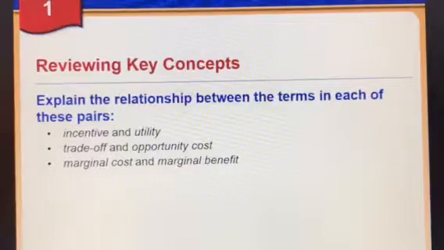So the relationship between incentive and utility. Incentives, again, are things that get us to act in a certain way, and utility is the benefit we get out of it. There are trade-offs when we make an economic choice, and there are opportunity costs. Whenever we make an economic choice, there's going to be a trade-off involved, and it's going to have an opportunity cost. And then finally, marginal cost and marginal benefit. Again, the marginal cost is the cost that's involved in using one more unit of a good or service. The marginal benefit is the satisfaction that we got from using that.